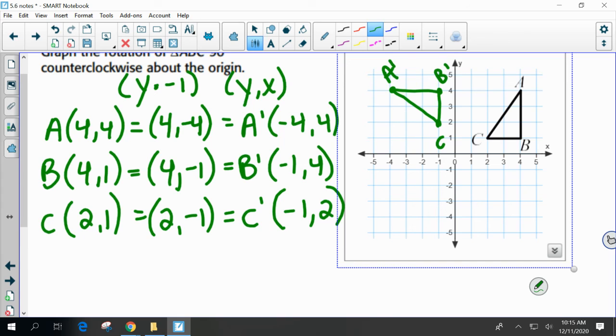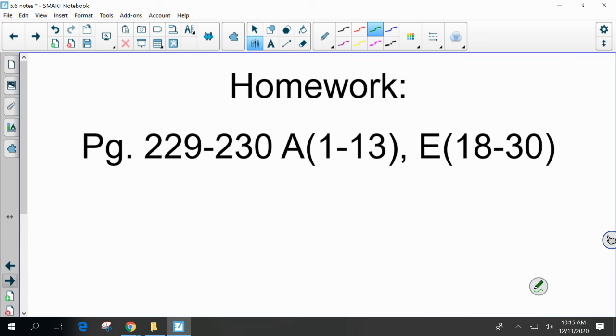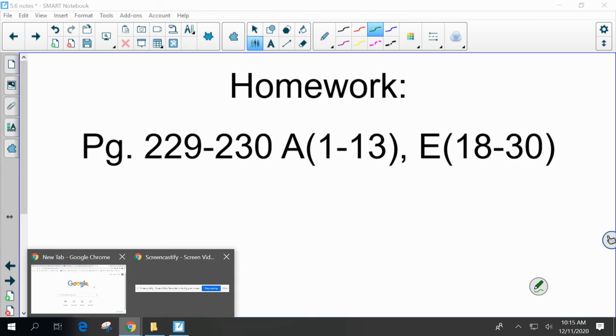Okay, so for your assignment, you're doing page 229 and 230, and I do have graph paper for you, because this involves graphing.